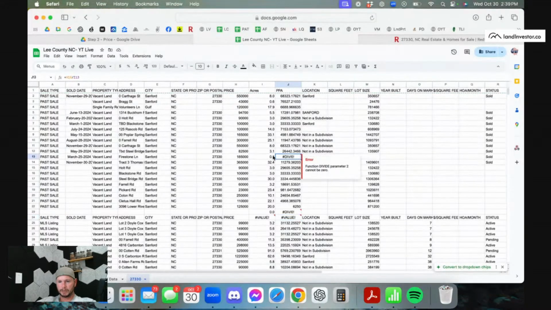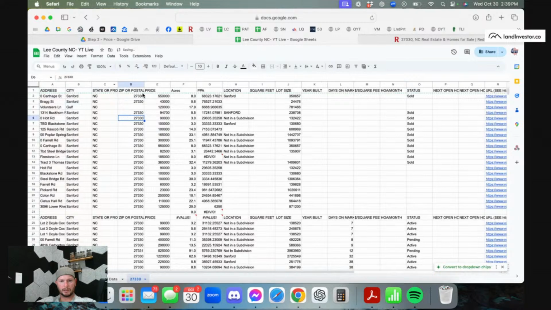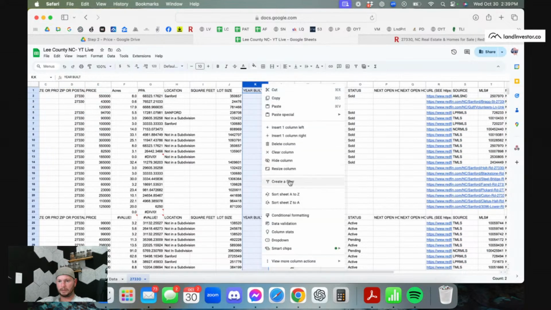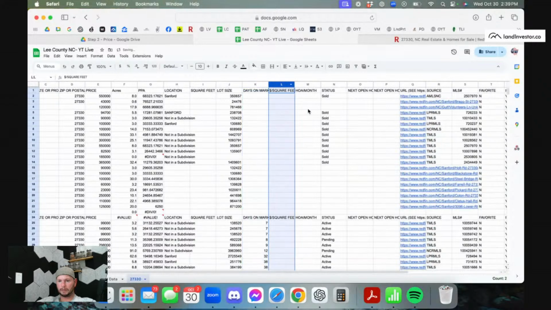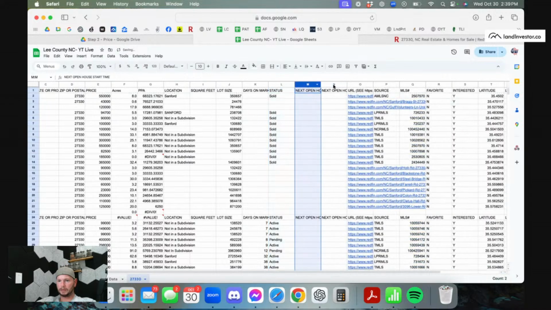So, okay, this one didn't have it. What I could do here is delete this, and this, and this. Just trying to skinny this up. I don't need all this data. So let's delete A through C. I don't need that. Delete column. I don't need this. Delete columns. I don't need this.